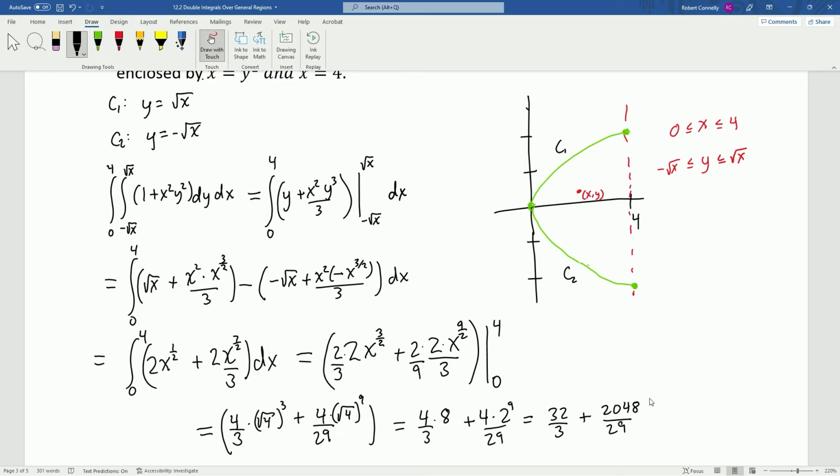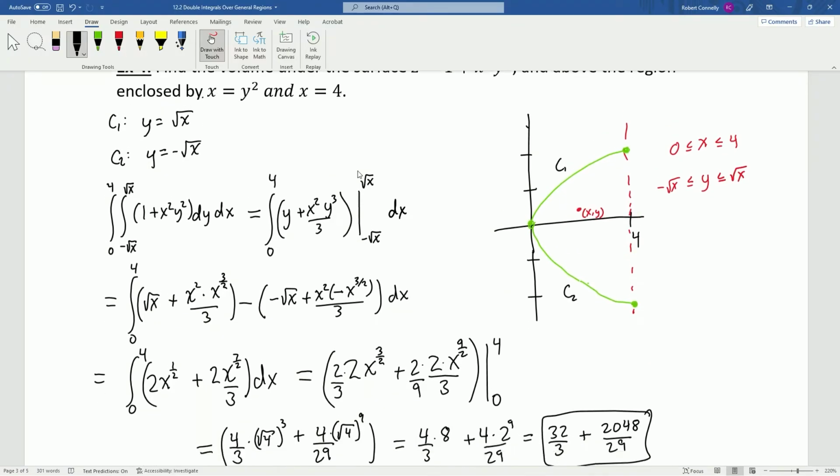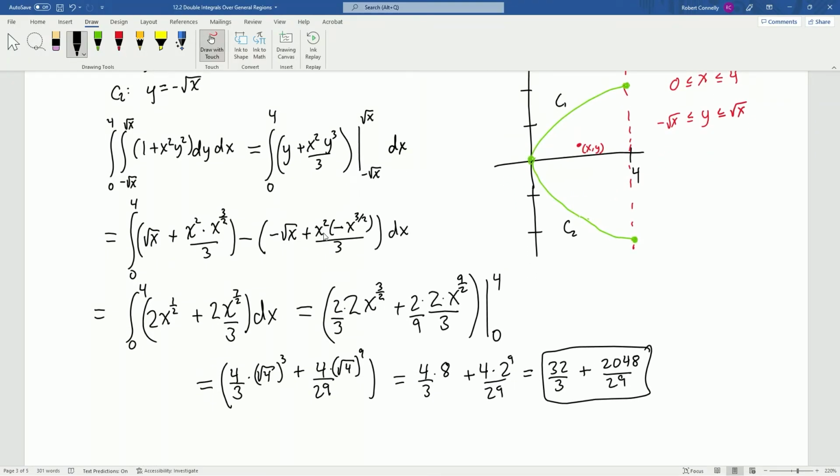Now, this is a perfectly fine answer. I'm not worried about any common denominators or anything here. That's good enough. All right, so that's it for example 4.